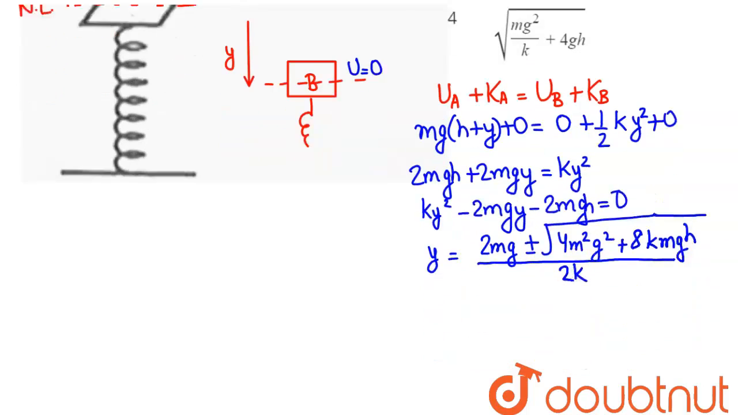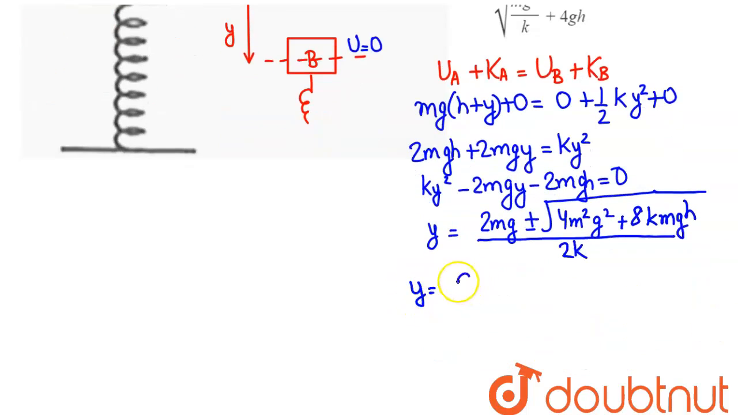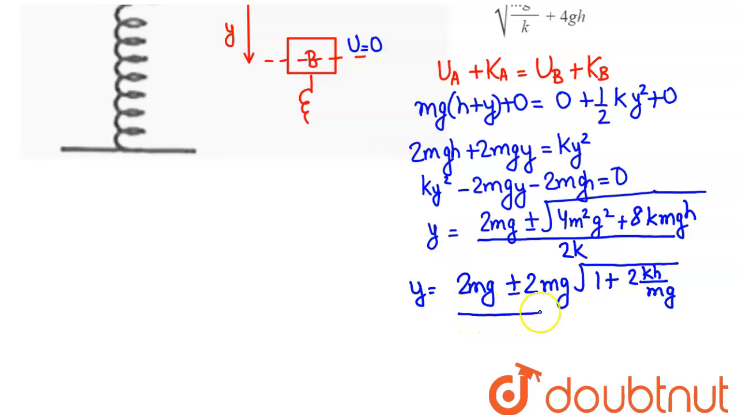So on simplifying, y is equal to 2 mg, taking 4 mg outside, so this comes as plus minus 2, and if we take m square g square outside, this comes as mg, and this part comes to be 1 plus 2kh divided by mg, with 2k in the denominator.